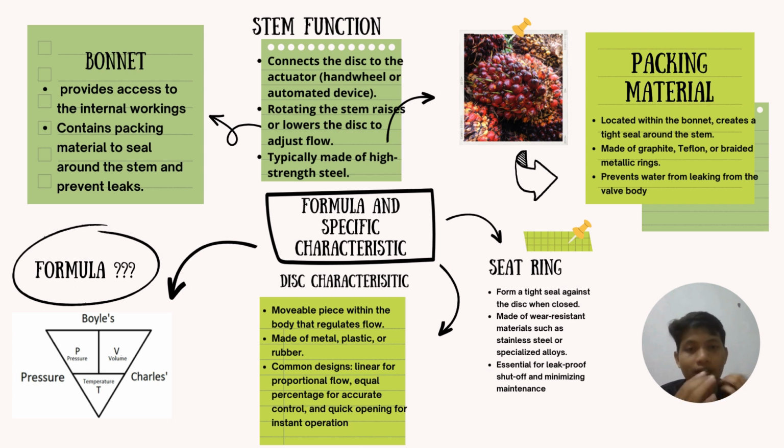Okay. So, the last part is about disc characteristics. It's a movable piece within the body that regulates flow, made of metal, plastic, or rubber. Common designs: linear for proportional flow, equal percentage for accurate control, and quick opening for instant operation.